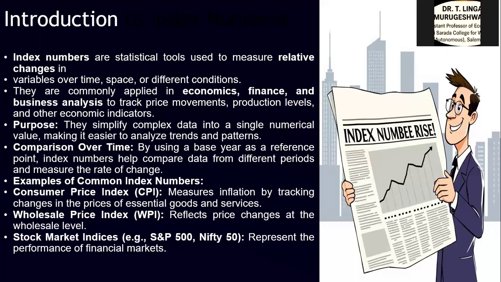Example, suppose in the base year, the price of a pen was rupees 10. This year, it is 15. We can calculate an index number to show the percentage increase. Here it is 15 by 10 into 100, 150. So the price index is 150, meaning prices increased by 50%. So index numbers are like thermometers for the economy. They show whether things are getting hotter or colder economically.